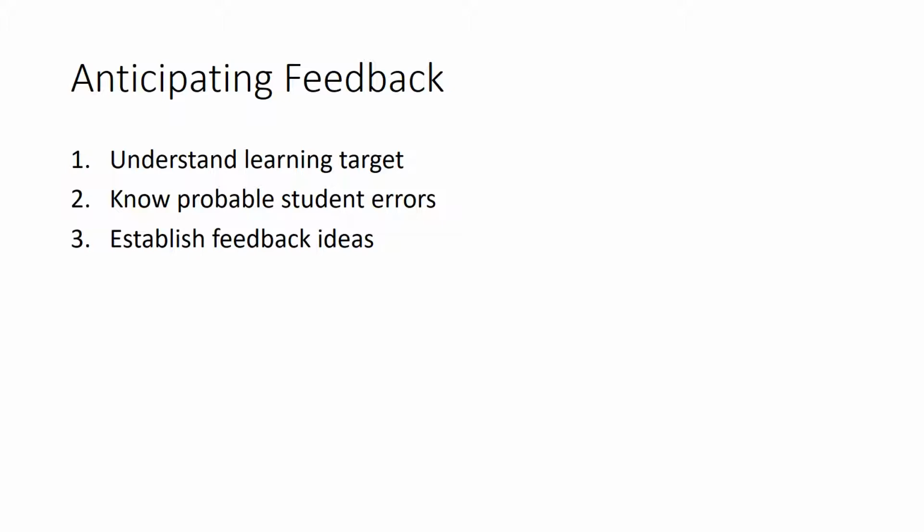So for example, when I taught science and I taught earth and space science, one of the common misconceptions that students had about the earth's rotation or revolution around the sun was that it wasn't elliptical. They thought it was a round circle, or they thought it went in a figure eight. All kinds of weird things they thought. And so I kind of had that in my head as I taught it each year, to address that misconception and to provide feedback. So anticipating feedback is about understanding the learning target, knowing the probable student errors, and then thinking of some feedback in advance that you can give those students.